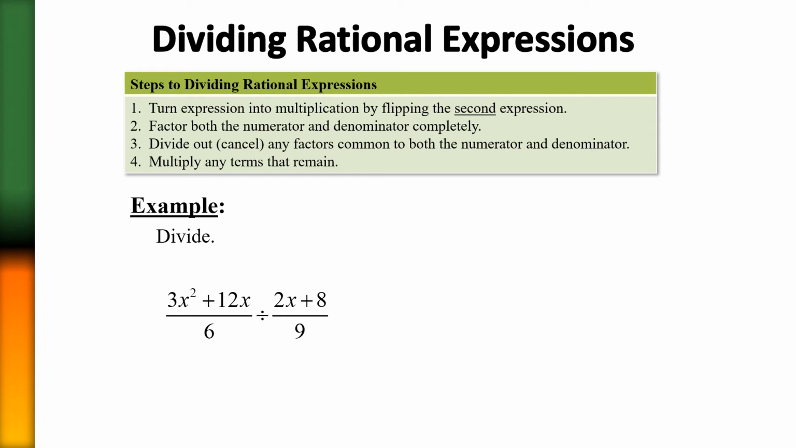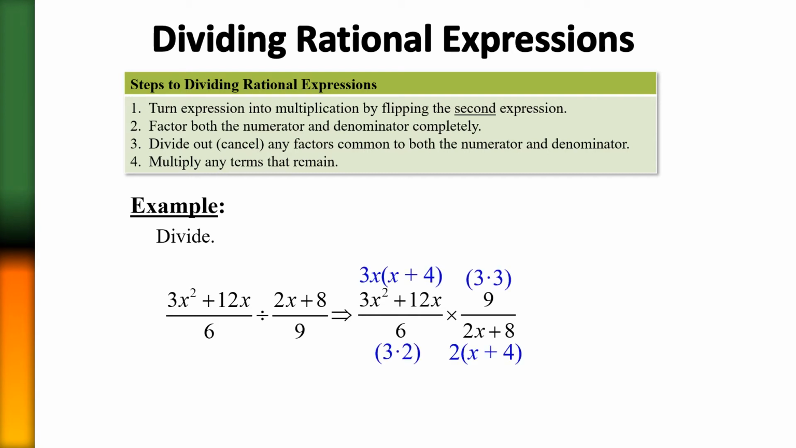So let's go ahead and proceed with the first step. I'm going to keep, change, flip. Next, I am going to factor the top and the bottom completely. Step 3, we're going to cancel out any common factors. So I see, moving from left to right, we have the x plus 4 we can cancel out. We also have one set of 3's we can cancel out.